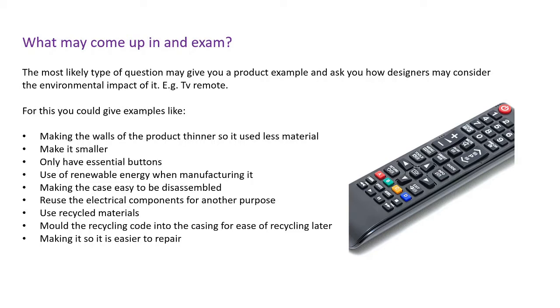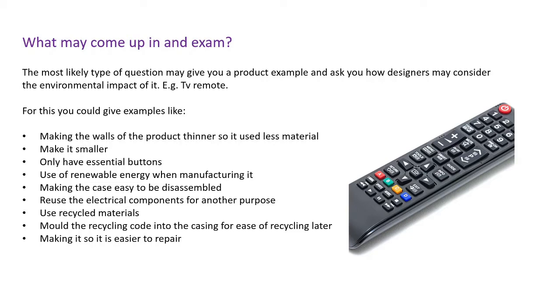Using renewable energy when you're manufacturing it. So is the company that's making it using hydropower, solar power, or are they still using coal and oil? Making it easier to be disassembled. Again, disassembly, you're going to hear it quite a few times in this video. That's one of those buzzwords that the exams are really after, because companies are having a big push on making things so they can be disassembled easier. Reusing the electronic components for another purpose. Again, because you can disassemble it, you can then take some of the components and use them for another product down the road. Using recycled material.